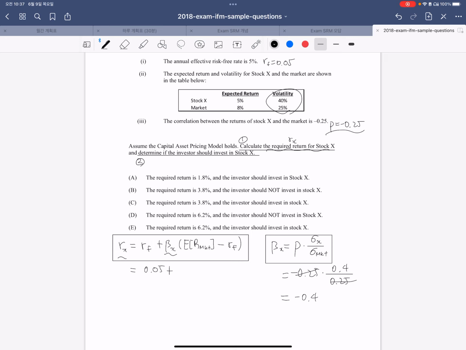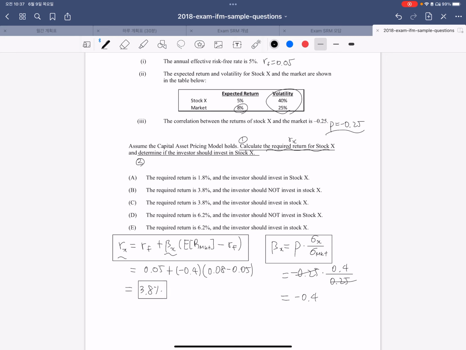So plus negative 0.4, and we're given the expected return of the market, which is 8% here. So we substitute this value in, and we are given the risk-free interest rate, which is 5%. By calculating this, we get the required return of 3.8%.